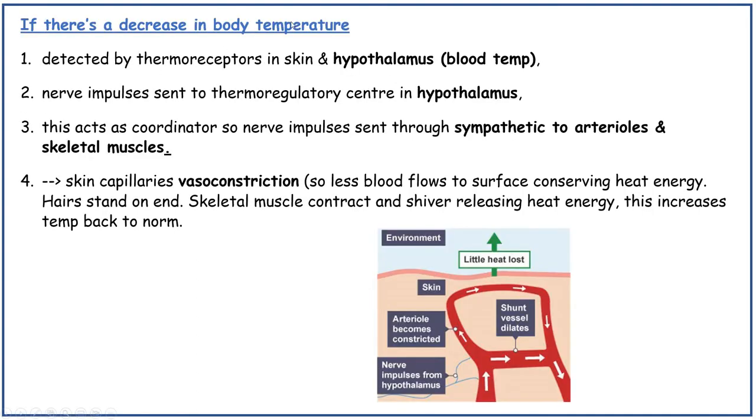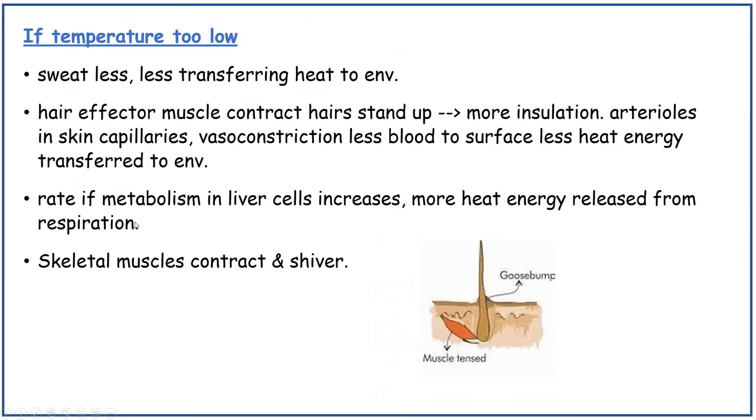If there's a decrease in body temperature, this is detected by thermoreceptors in the skin, and the hypothalamus detects the blood temperature. Nerve impulses are sent to the thermoregulatory centre in the hypothalamus. This acts as coordinator, so nerve impulses are sent through the sympathetic, because you want to warm up, to the arterioles and the skeletal muscles. Skin capillaries vasoconstrict, so less blood flows to the surface, conserving heat energy, and the hairs stand on end. Skeletal muscles contract and shiver, releasing heat energy. This increases the temperature back to the norm.